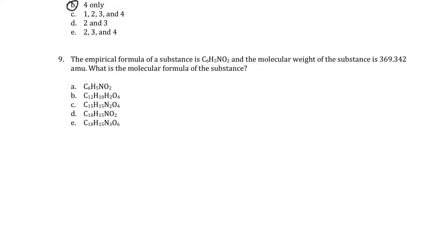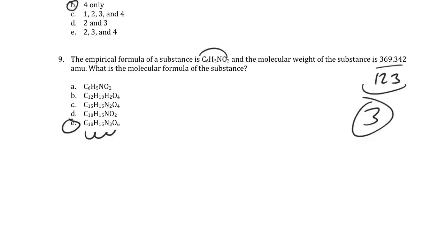Empirical formula of a substance is given there. The molecular weight is known. What is the molecular formula? So this is just figuring out the mass of this. So carbon's 12.01 times 6, 1.008 times 5, plus 14.01, plus 16 times 2 is 123. So you can see there's 3 units. That works out to be 3. So we got to triple all of these. So C18, H15, and 306. So it would be E. So be careful to look through all of them to make sure they're all correct.